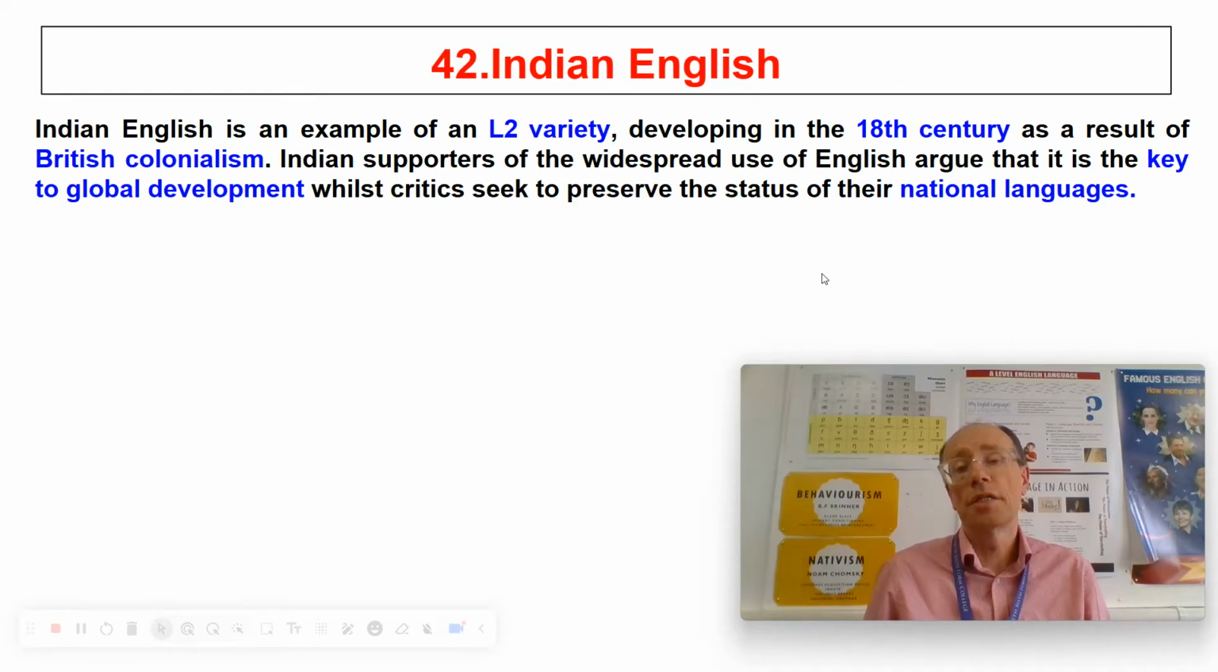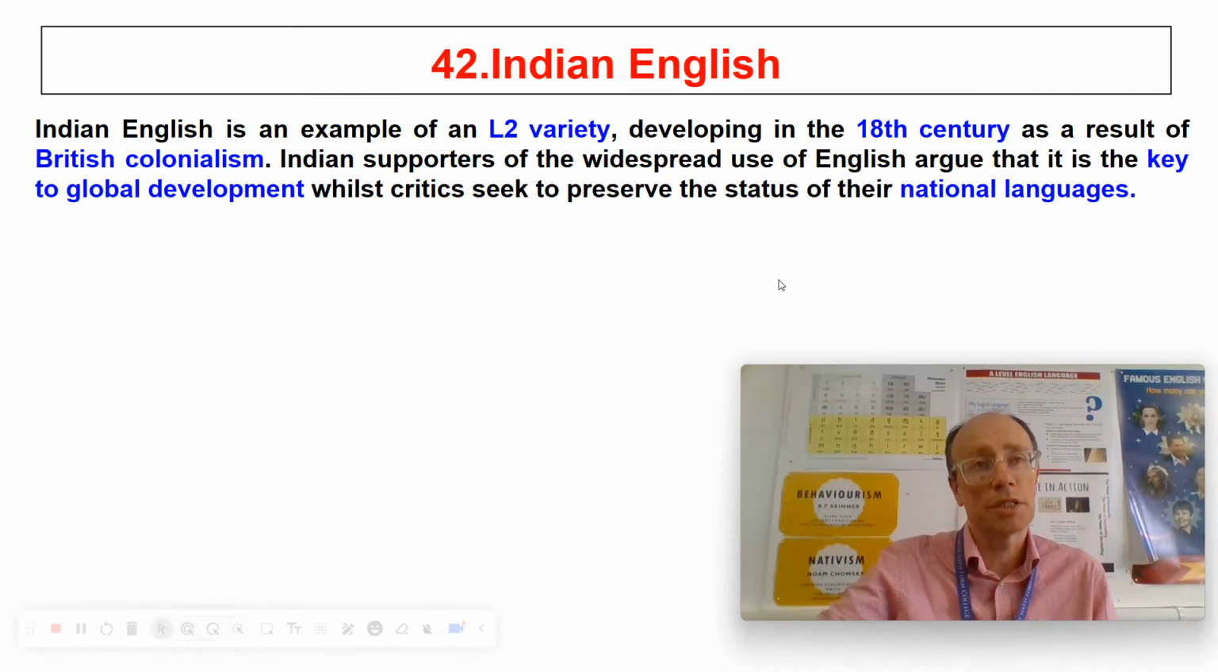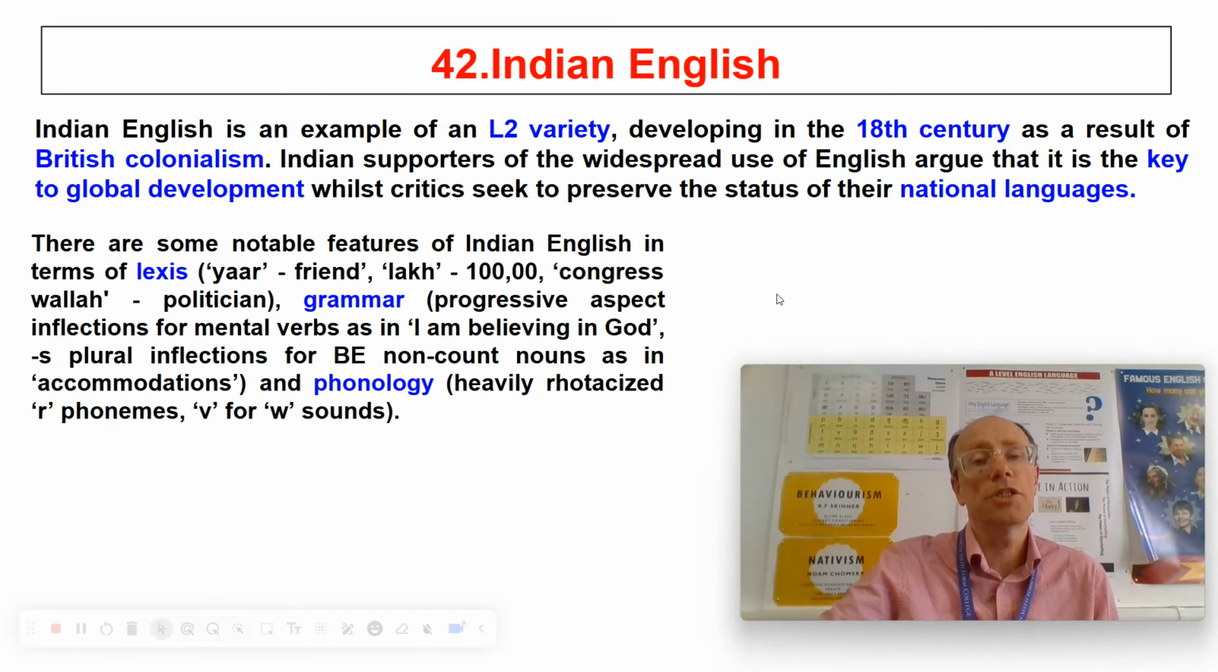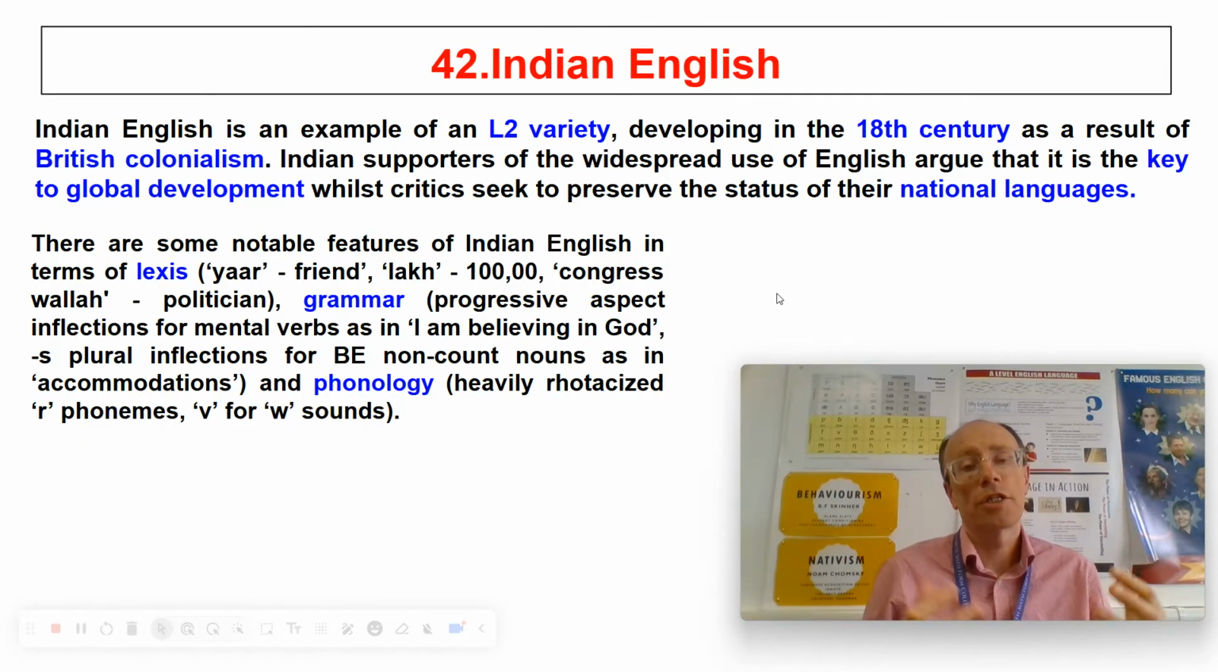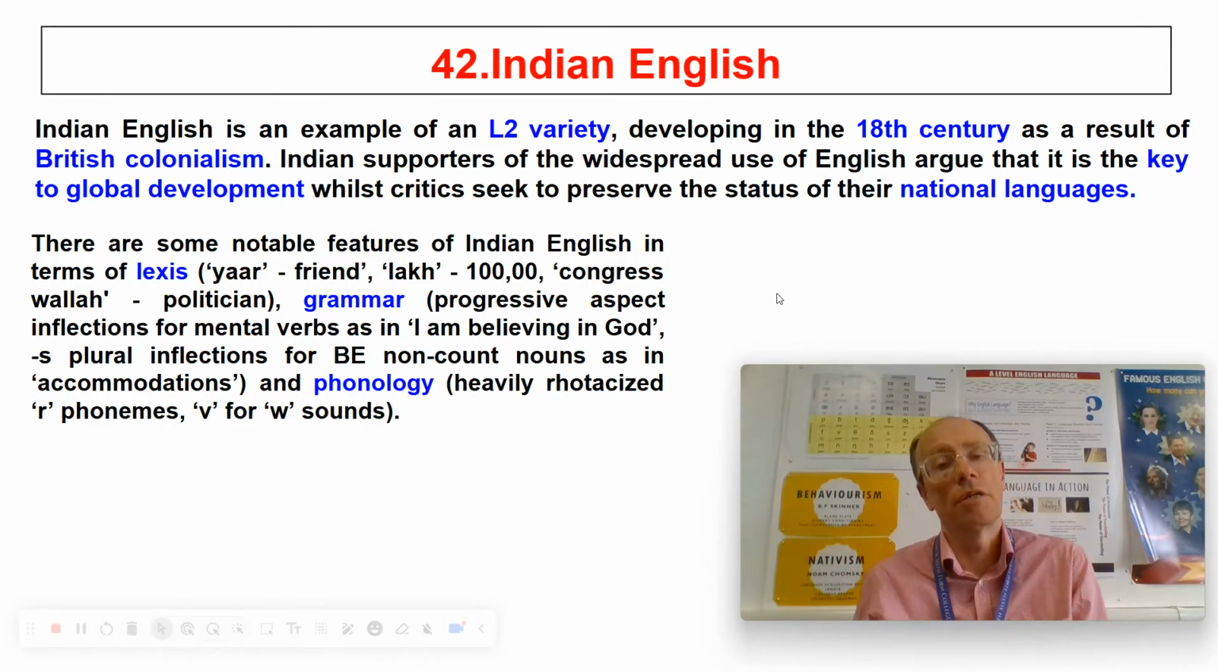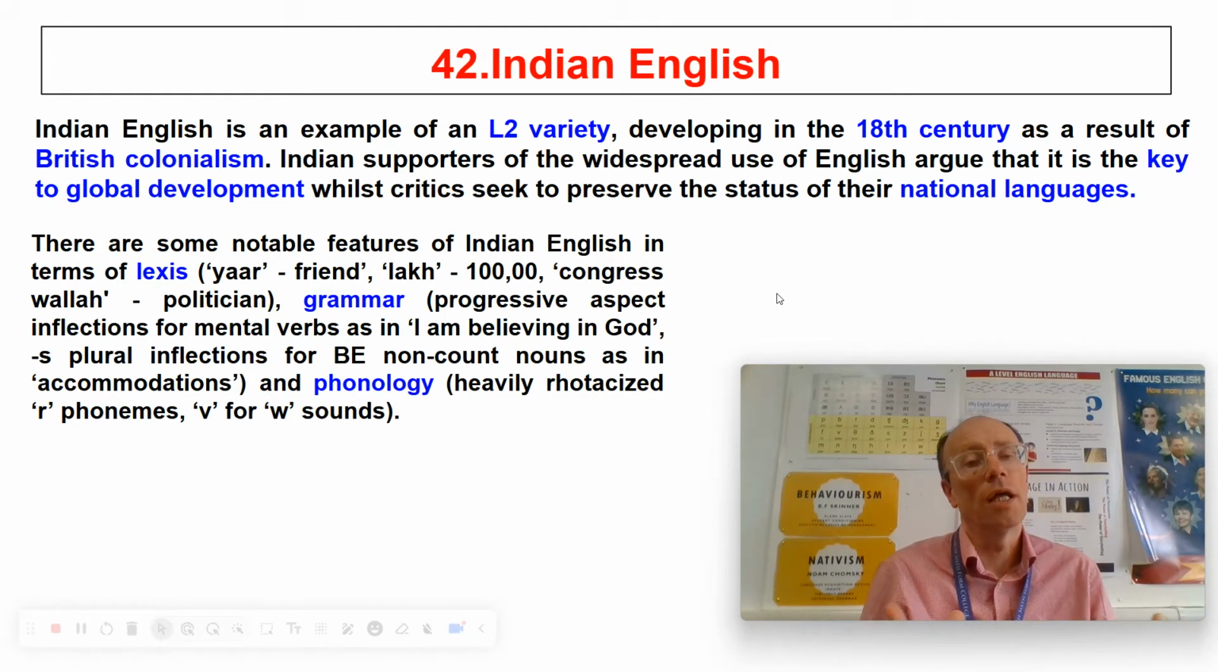Critics, on the other hand, want to preserve the status of their national languages. So the choice of which language you use, which is your official language and which has status, is a highly political issue. Of course, there are notable features of Indian English which are different from British English in terms of lexis. So yar is a friend, lakh is 100,000, Congress wala is a good example of a politician. That's a really good example, because it's a compound between a conventional English word and a Hindi word, wala.